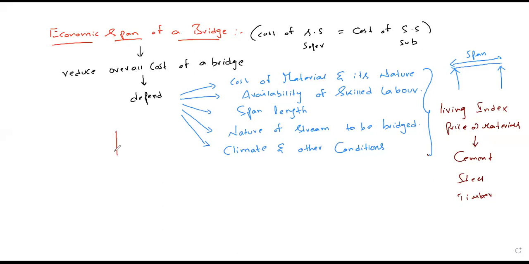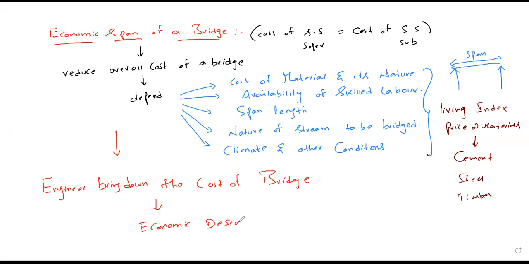Okay, so that engineer can bring down the cost of the bridge only by having the economic design. By doing economical design only, one can reduce the overall cost of the bridge. How to do this economical design? That is what the economical span of the bridge is about.